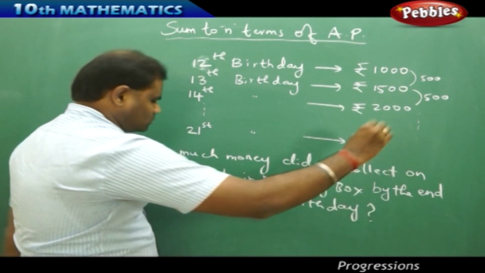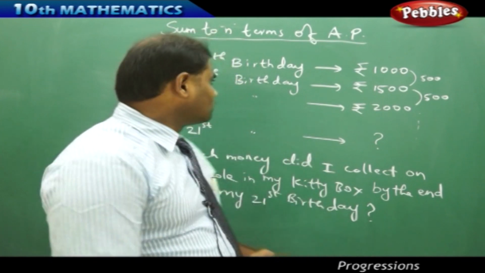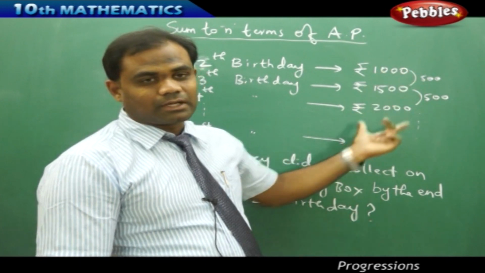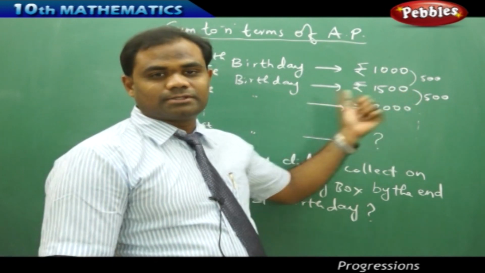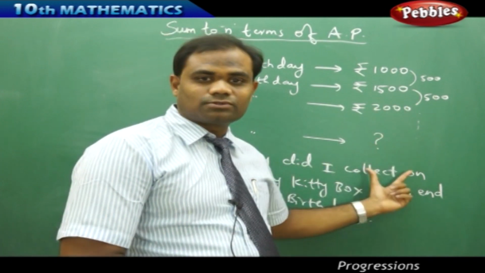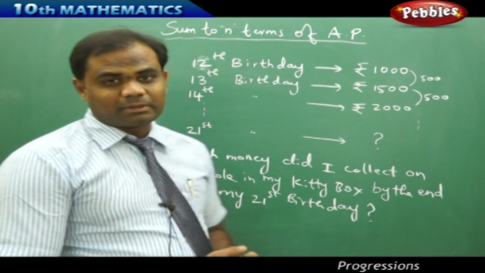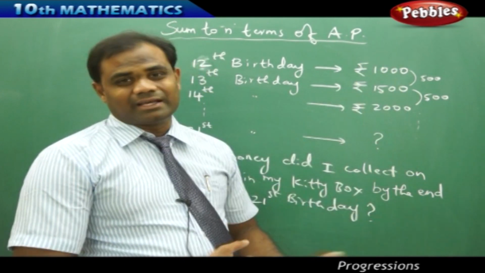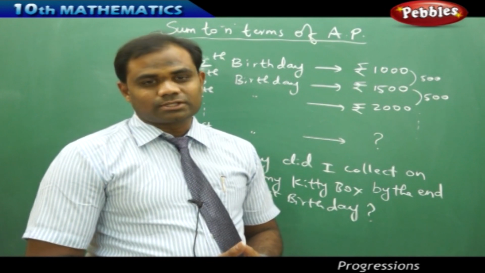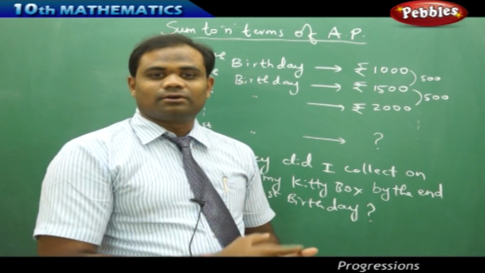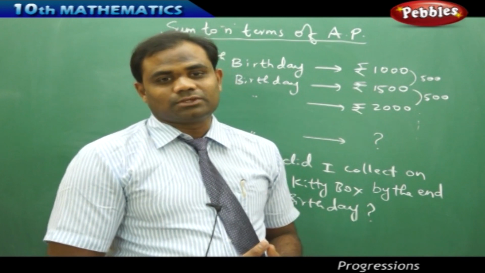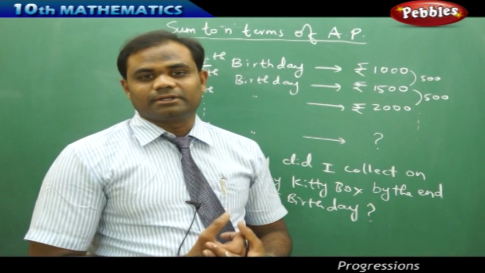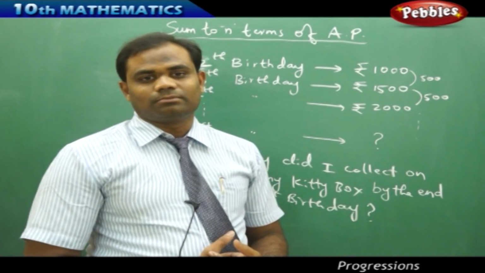So I wanted to know the whole of the money which I collected from my 12th birthday, where the pocket money started being given, which is 1000 rupees, and the next birthday where I got 1500 rupees, and the next birthday where I got 2000 rupees, and so on, until my 21st birthday. So I wanted to know how much money I got on the whole. This question is quite different from the previous topic of n terms of arithmetic sequence, because we are finding the sum of all the terms of the arithmetic sequence in this situational problem.